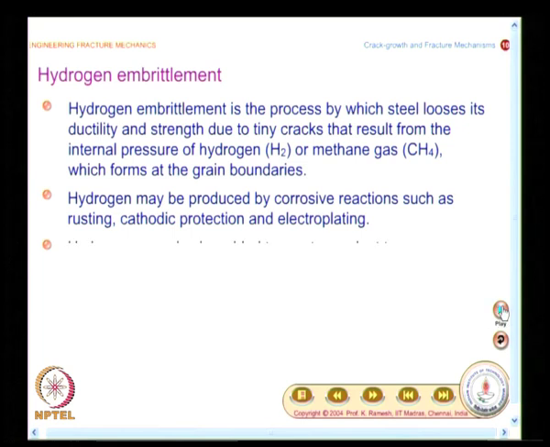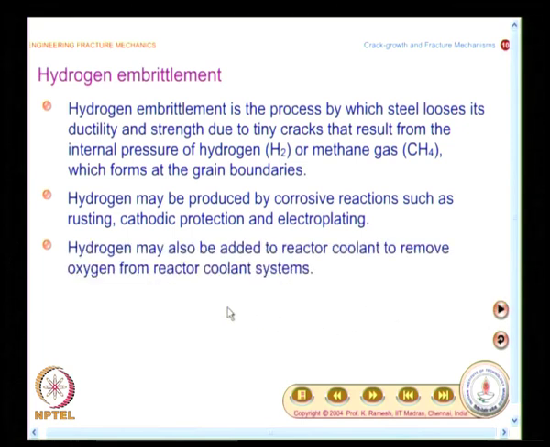hydrogen embrittlement. This is another possibility by which the cracks can grow due to stress corrosion cracking, and what you find is hydrogen embrittlement is the process by which steel loses its ductility and strength. What happens? Tiny cracks that result from the internal pressure of hydrogen or methane gas cause loss in ductility and strength. And where do these form? Again the grain boundaries are affected.